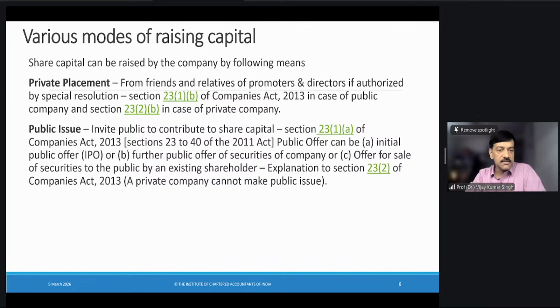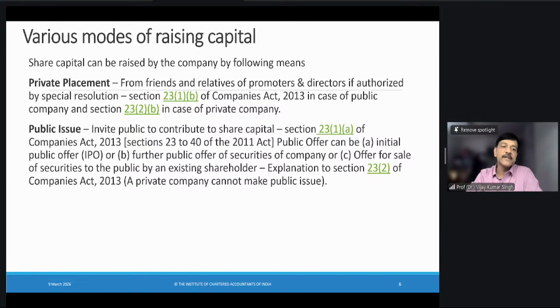Now there are situations where you go for public issue also. You can go to the public and ask them to contribute to the capital of a company under the Companies Act. And wherever you go for inviting the public for your capital, then for this issue you have to go for prospectus, you have to go for all information and detailed procedure.